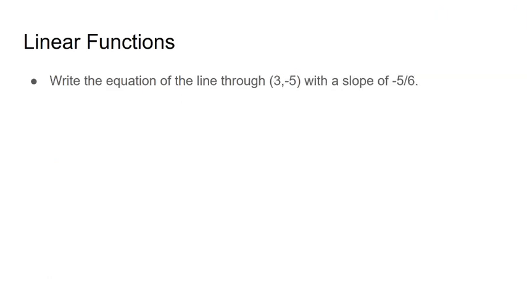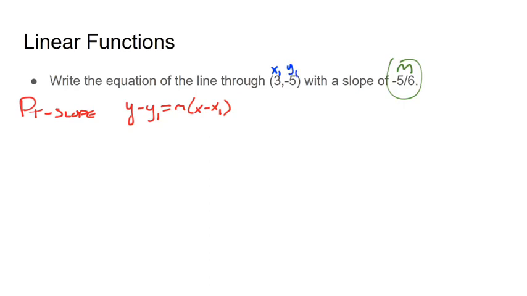Now this problem is actually a little bit easier than the last one. It says write the equation of the line. Once again, we're going to do both here. It goes through (3, negative 5) and has a slope of negative 5/6. So let's start with our point slope. If we have y minus y1 equals your slope times x minus x1, what's really nice here is that our slope is given to us. It's negative 5/6, and we're only given one point, so we'll just label it as x1, y1.